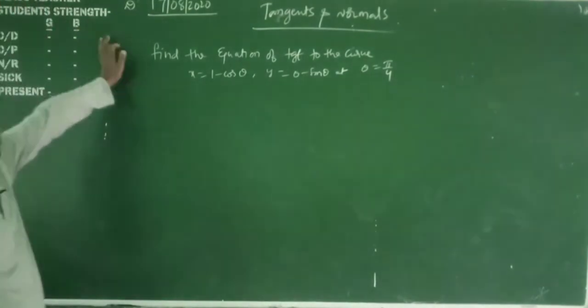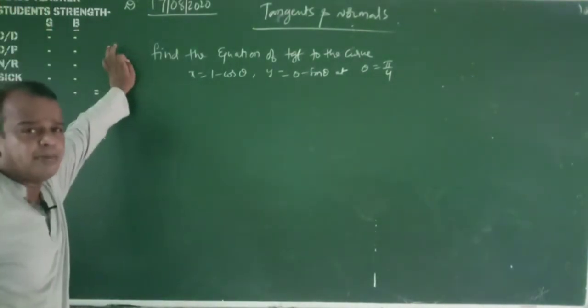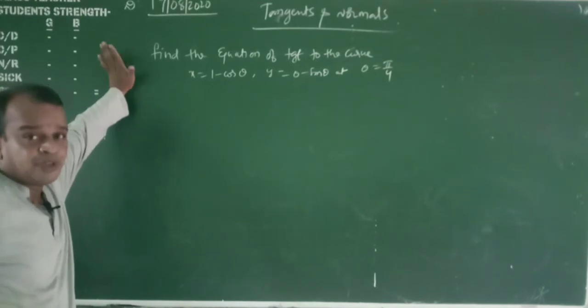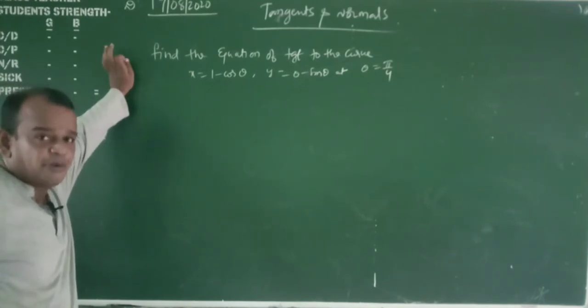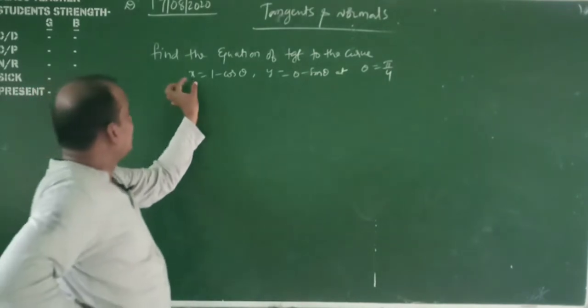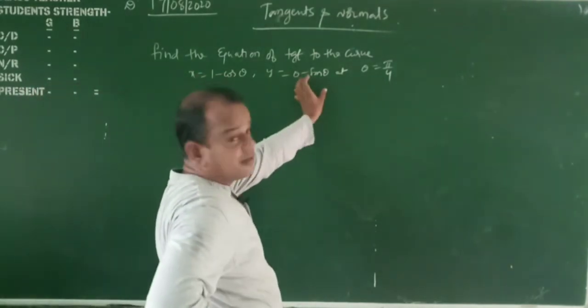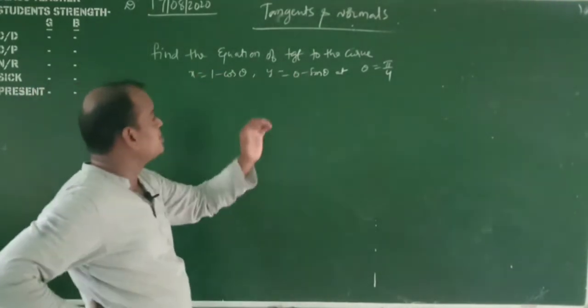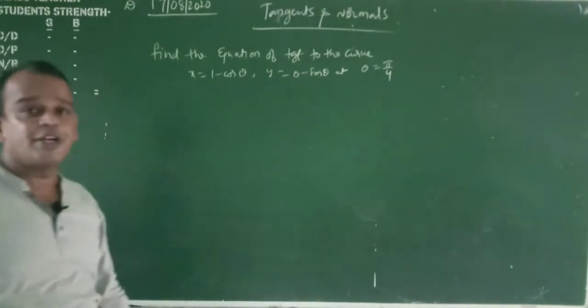What is the formula for the equation of the tangent? y minus y1 is equal to m, where m means dy by dx at P, and P(x1, y1) is any point on the curve. Here x is equal to something and y is equal to something else. These two are called parametric equations. The point is called the parametric point.